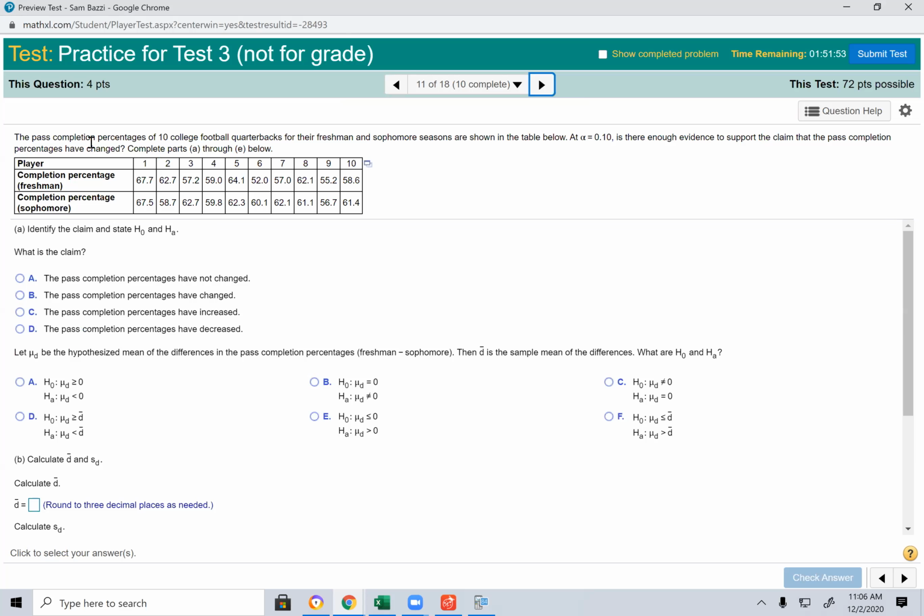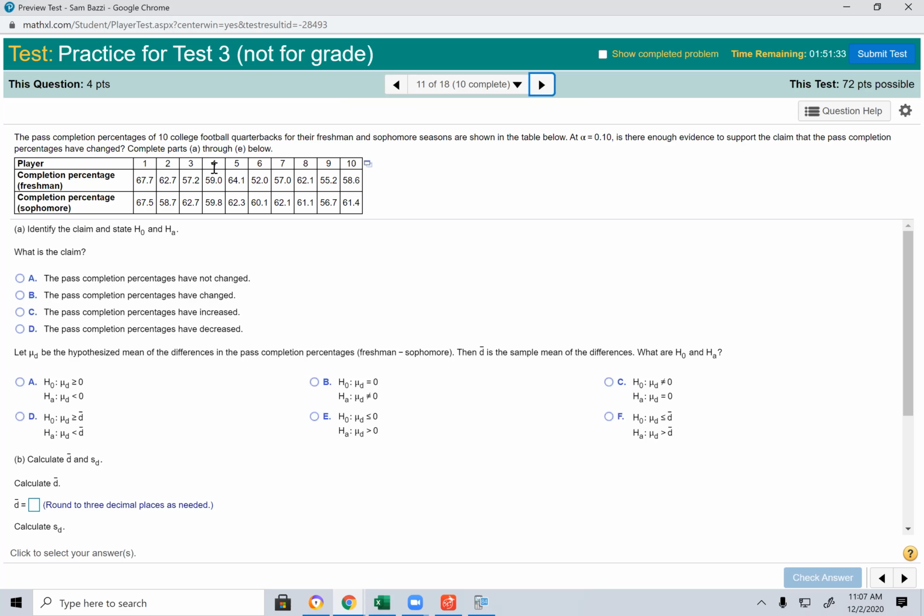Here's another one. The pass completion percentages of 10 college football quarterbacks for their freshman and sophomore seasons are shown in the table. At alpha equal 10%, is there enough evidence to support the claim that the pass completion percentage has changed?